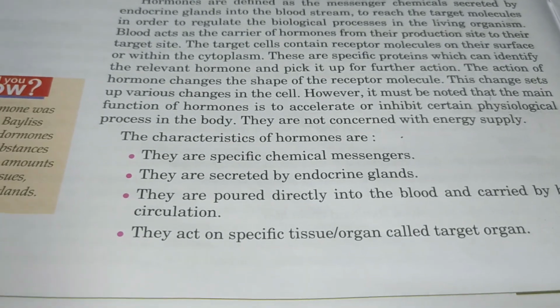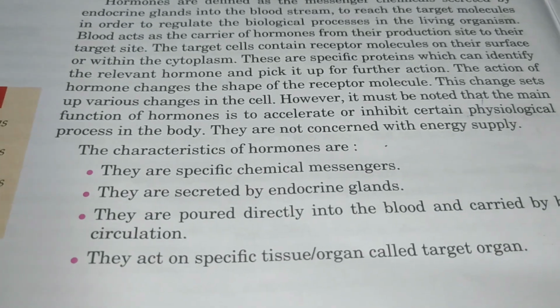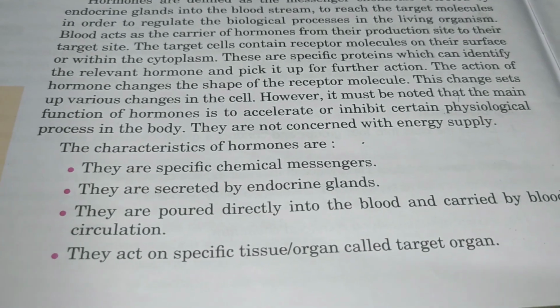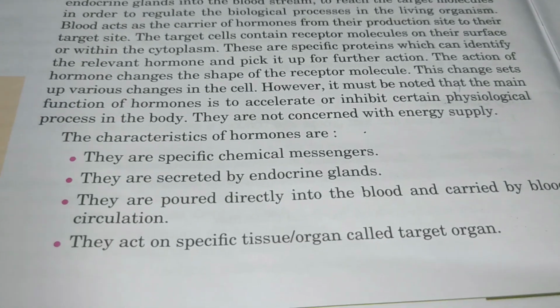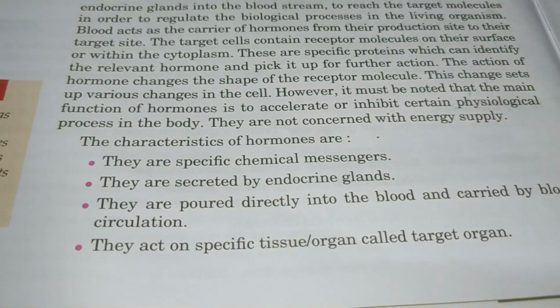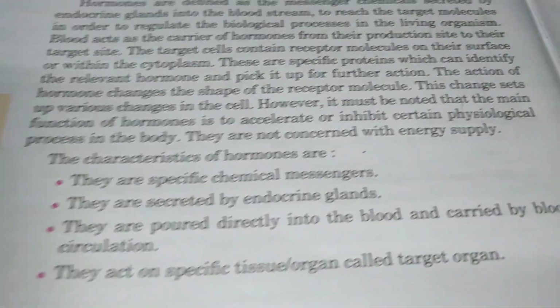What are the characteristics of hormones? These are special chemical messengers. They are secreted by endocrine glands and directly poured into the blood, and blood carries them. They act on a specific organ or tissue, which is called the target organ.